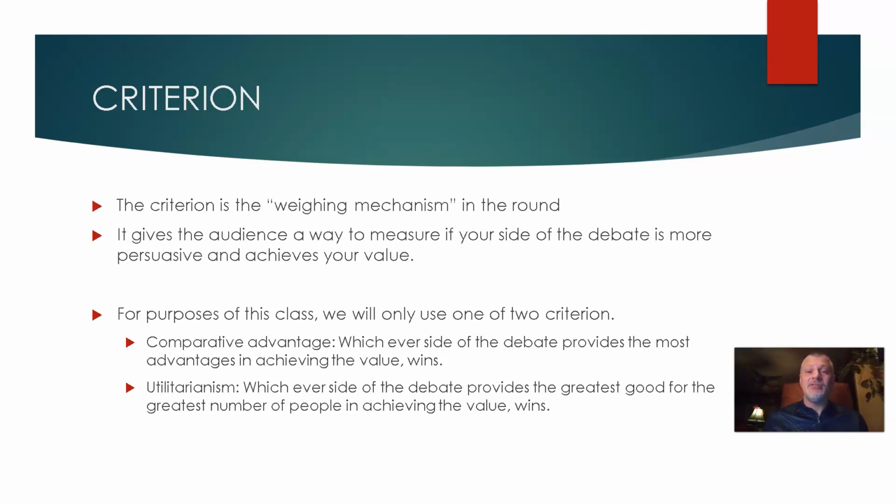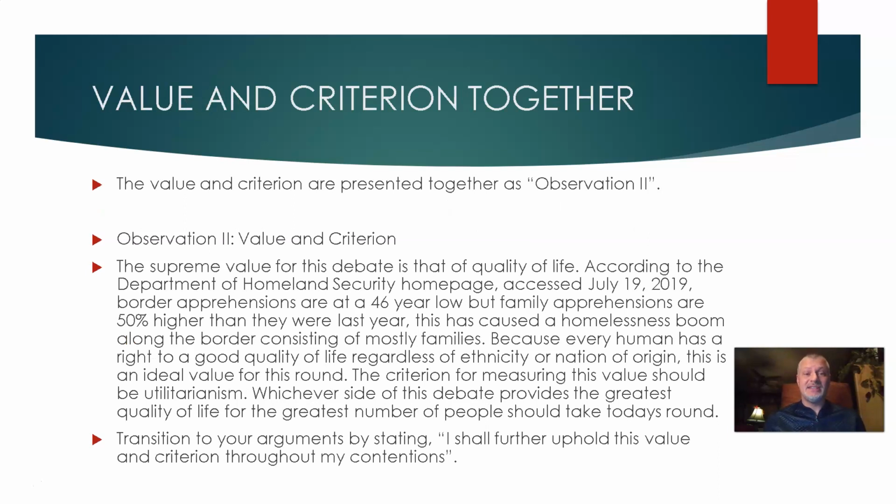The second criterion that you can use is utilitarianism. Whichever side of the debate provides the greatest good for the greatest number of people in achieving the value would win the round. So let's look at these together because they're presented together. So in the actual affirmative constructive, the value and criterion are presented in what is known as a block or as a complete unit. And this is presented together as observation 2.